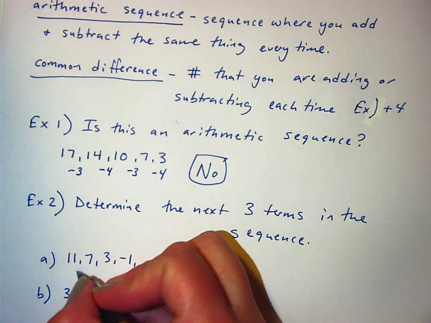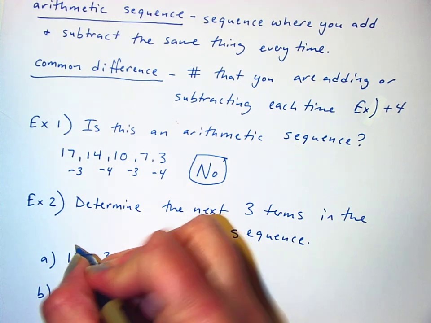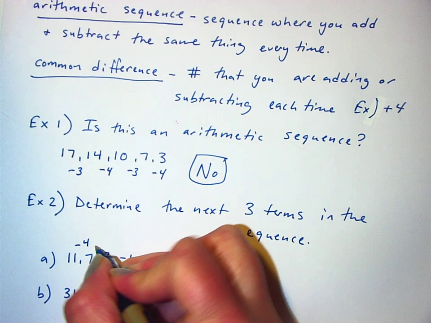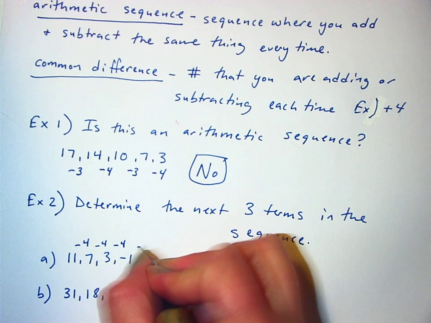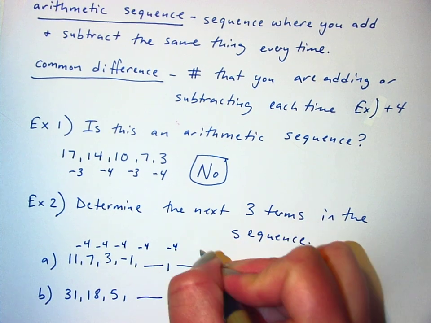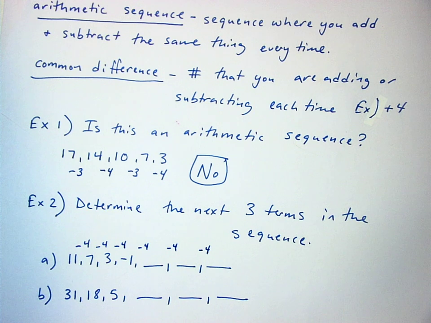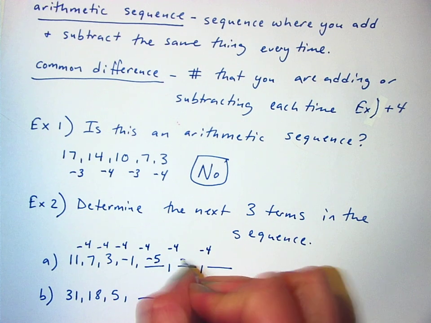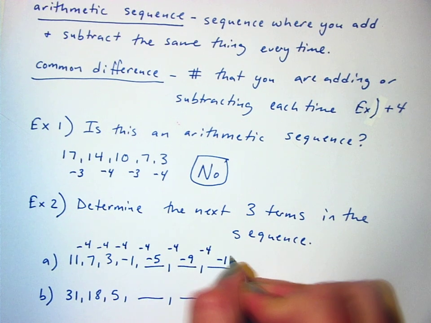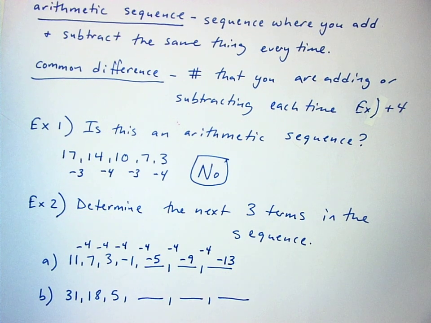I assume you've done it by now. So let's see. 11 to 7 is -4, and then 7 to 3 is -4. 3 to -1 is also -4. So looks like the pattern is always subtracting 4. And it is an arithmetic sequence because it's always subtracting or adding the same thing. So this one's -5, this one's -9, and -13 are the final answers for that one.